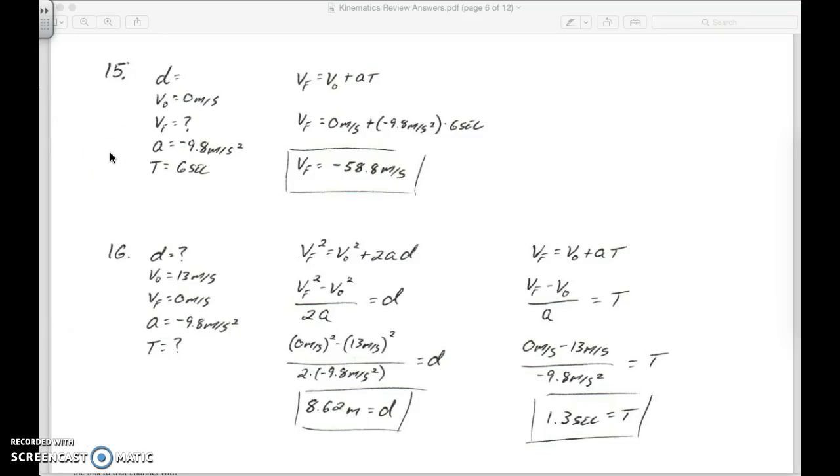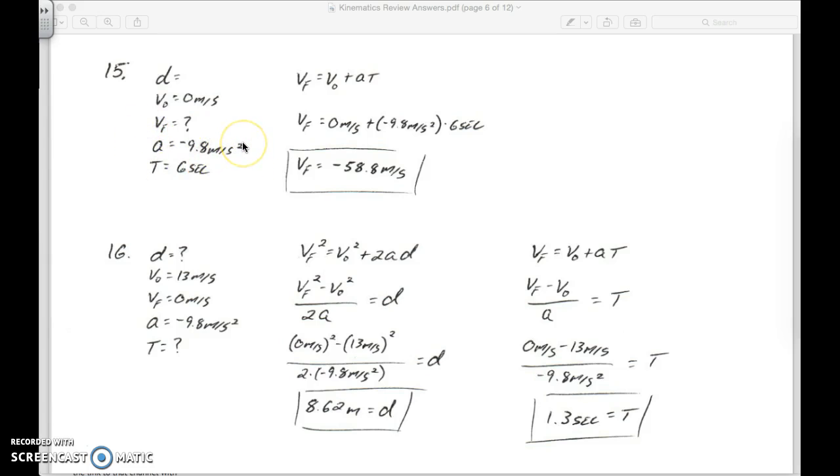All right, now we're going to start the freefall motion section of the kinematics review. One thing to remember with freefall motion is that for every single problem, if it goes up, if it goes down, doesn't matter, the acceleration is negative 9.8 meters per second squared, because each one of these objects is in midair, not getting pushed or pulled by anything other than the gravity of the Earth.